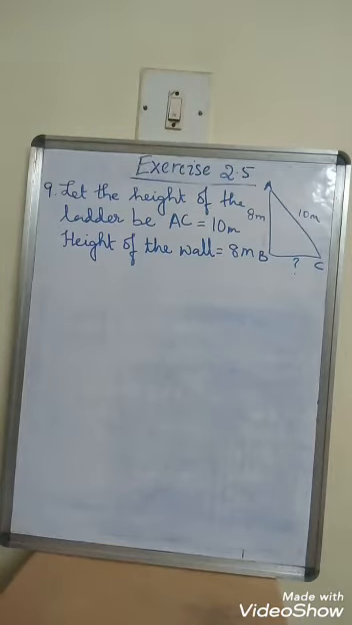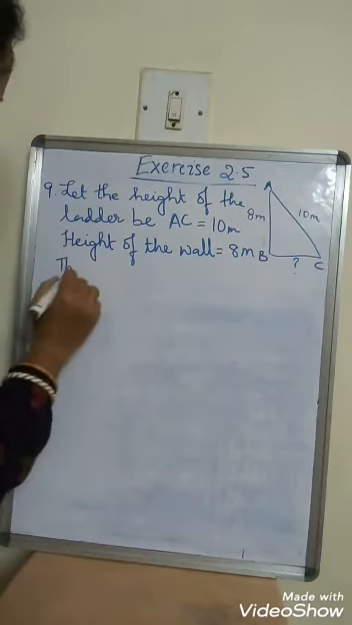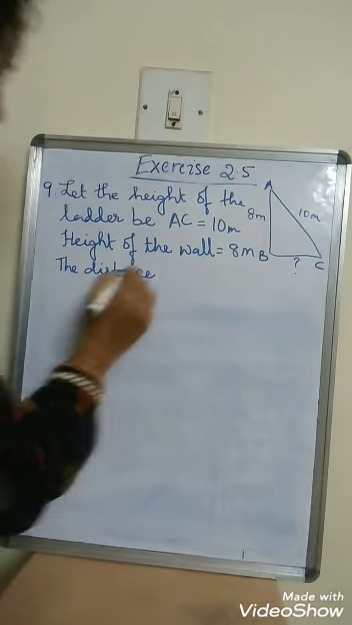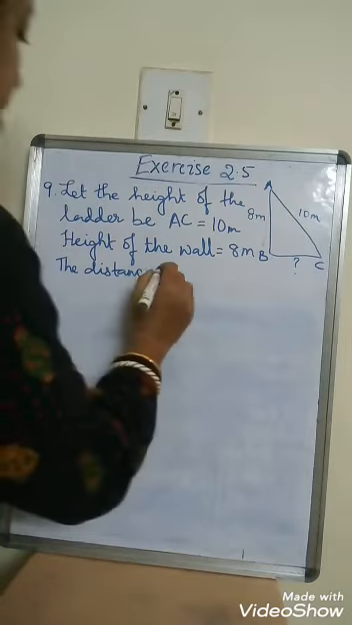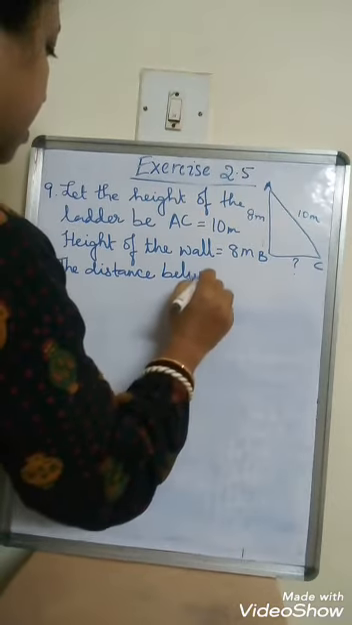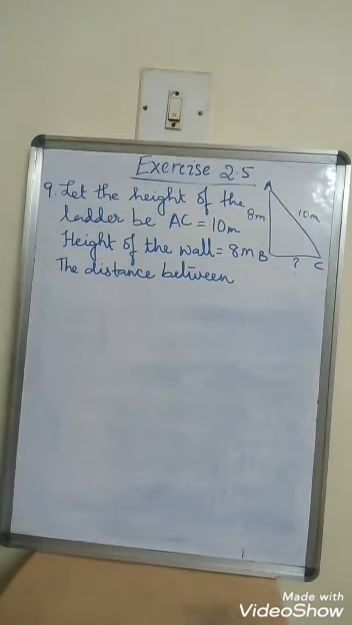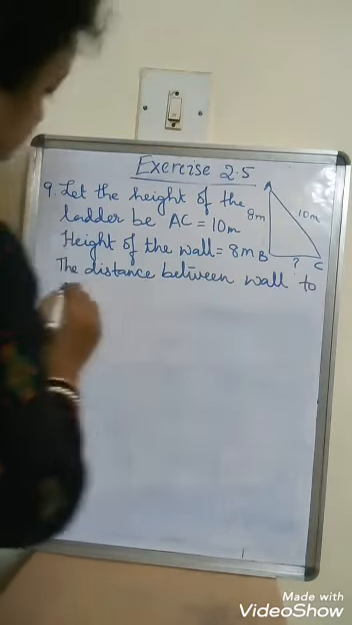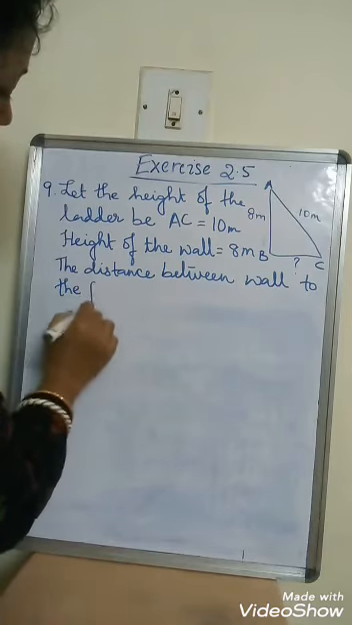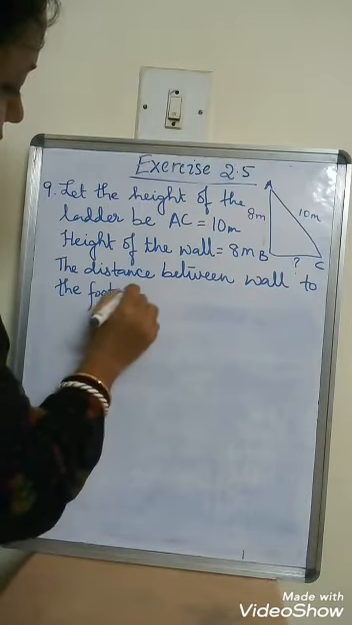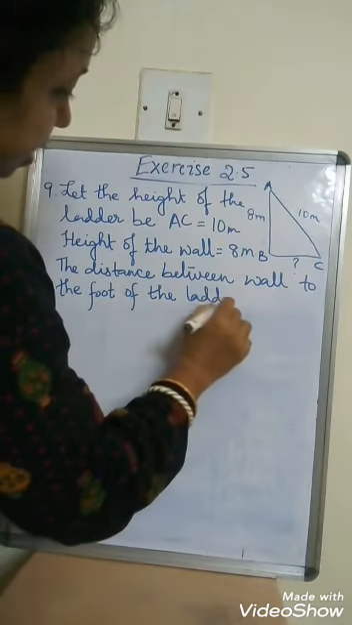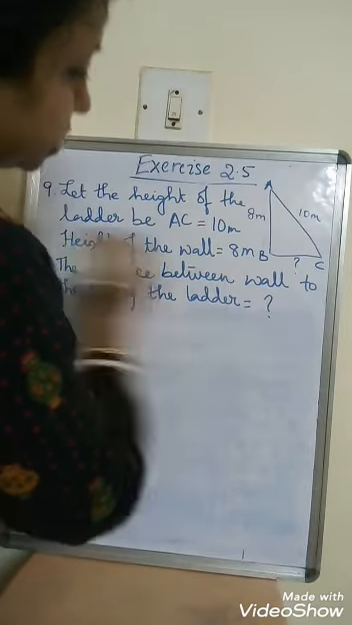Then what is there to be asked? What they have asked? They have asked us the distance between wall to the foot of the ladder. Okay, this is what is asked to us.